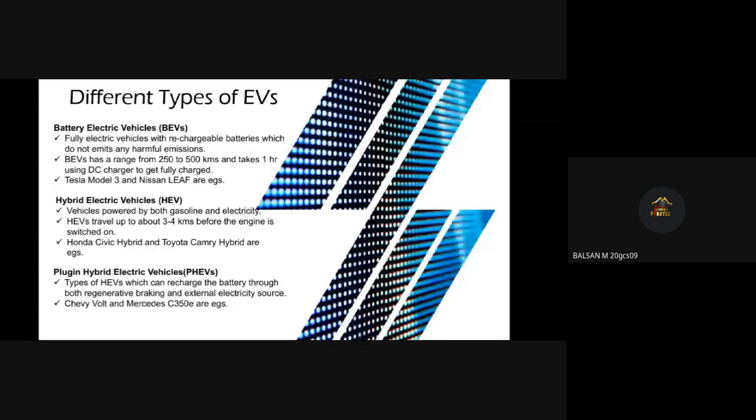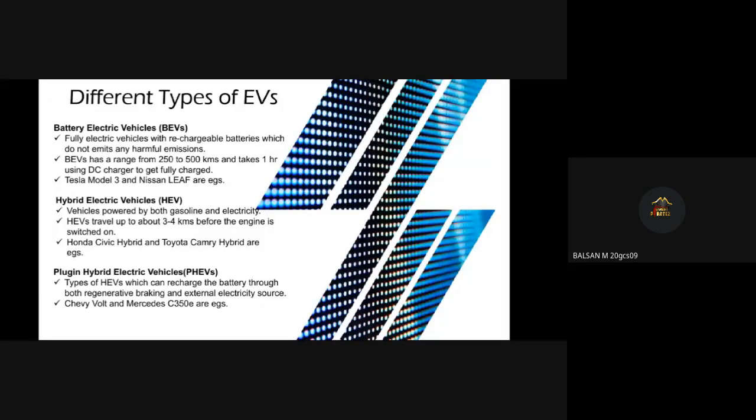Next one is hybrid electric vehicles. Hybrid electric vehicles are those which are powered by gasoline and also electricity. Some examples are the Honda Civic Hybrid and others. Next one is plug-in hybrid electric vehicles. These are a type of hybrid vehicle which can recharge the battery through both regenerative braking and an external electricity source. Some examples are the Chevy Volt and others.